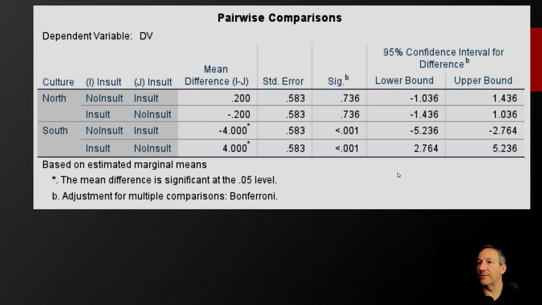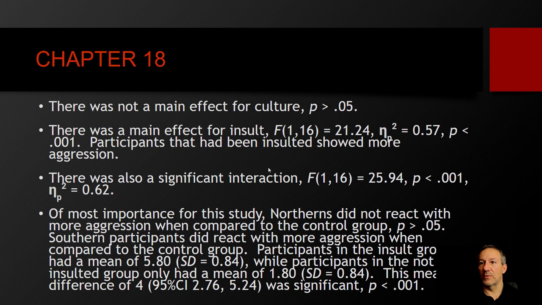We could look at it a couple different ways. This would be one way of looking at it. So in the south, if we compare insulted to not insulted, that's where the mean difference of 4 is, and it's the main thing that we were looking at in this study. This is how we could write that up. So there was not a main effect for culture. There was a main effect for insult. There was also the significant interaction.